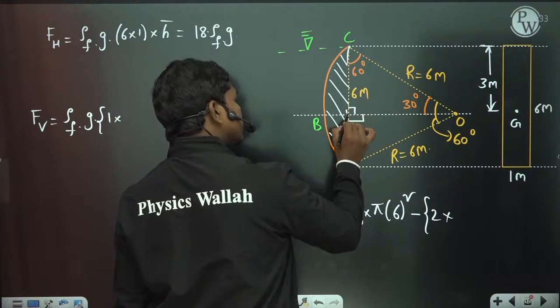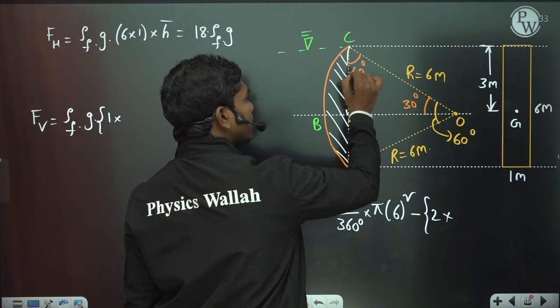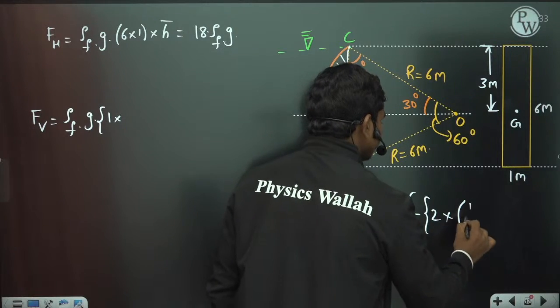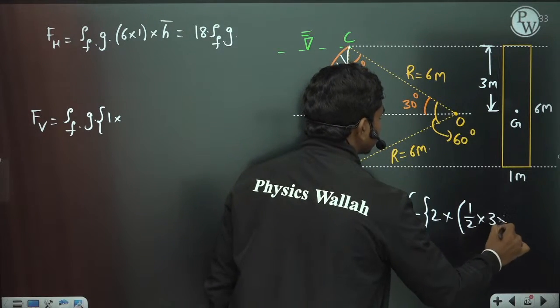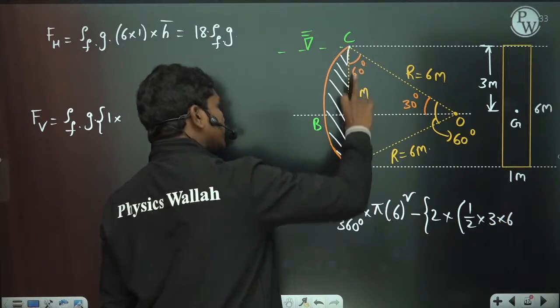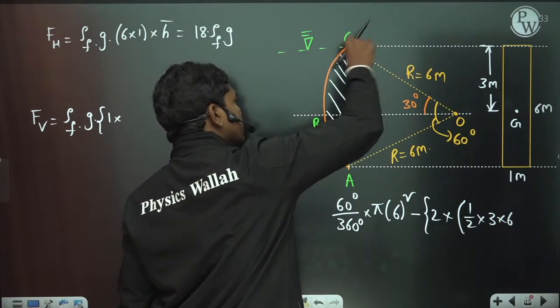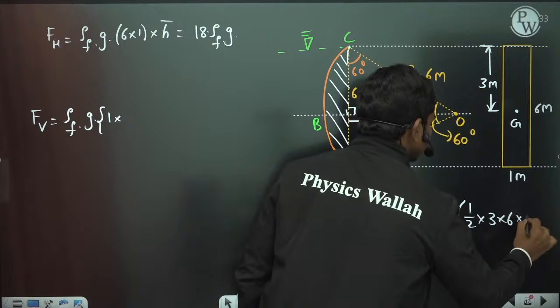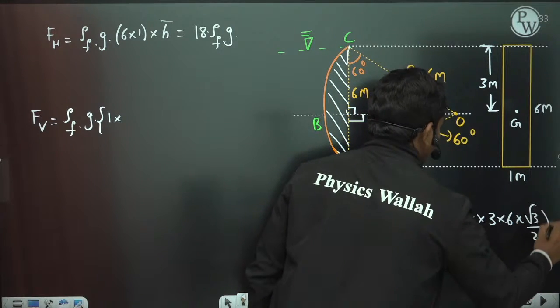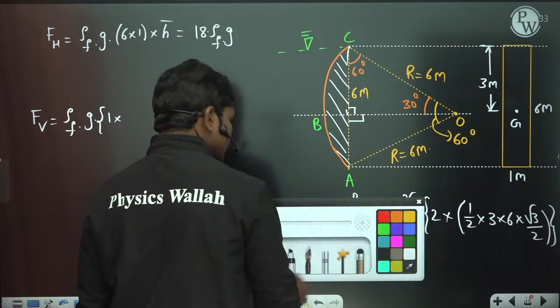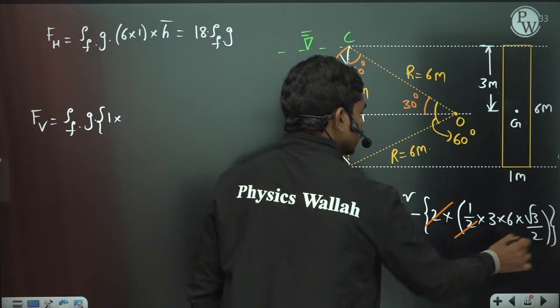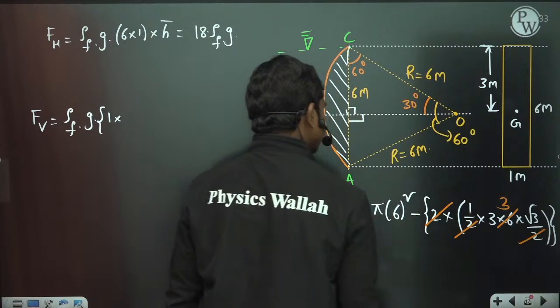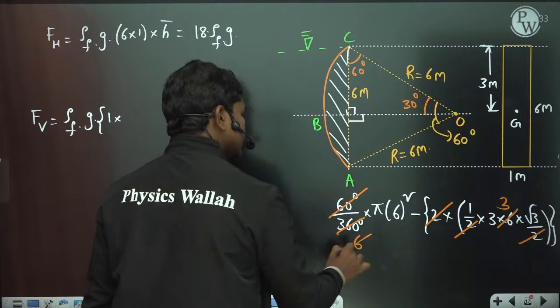This side is 3 and this side is 6, and the angle between them is 60. So half into 3 into 6. Why am I not putting 6? Because 6 is the total length, 3 is the half length. 3, 6, and the angle between them is 60, so sin 60, which is root 3 by 2. If you simplify this, the 2 gets cancelled, 2 cancels this 3 times, this is 6, and 6 cancels this 1 time.